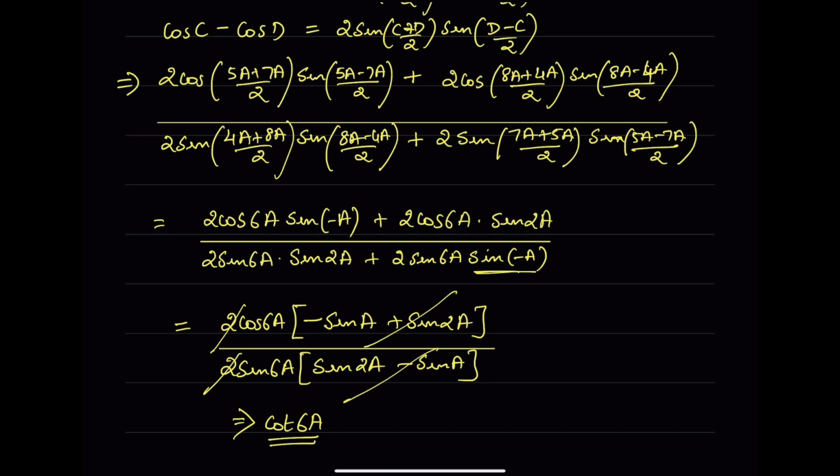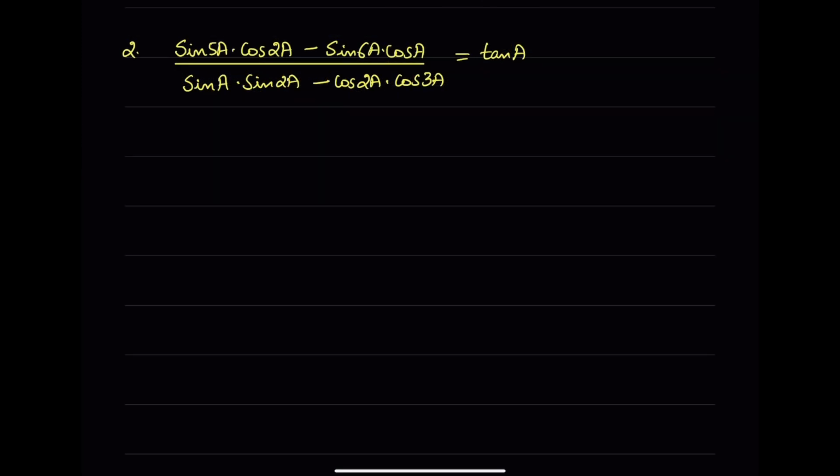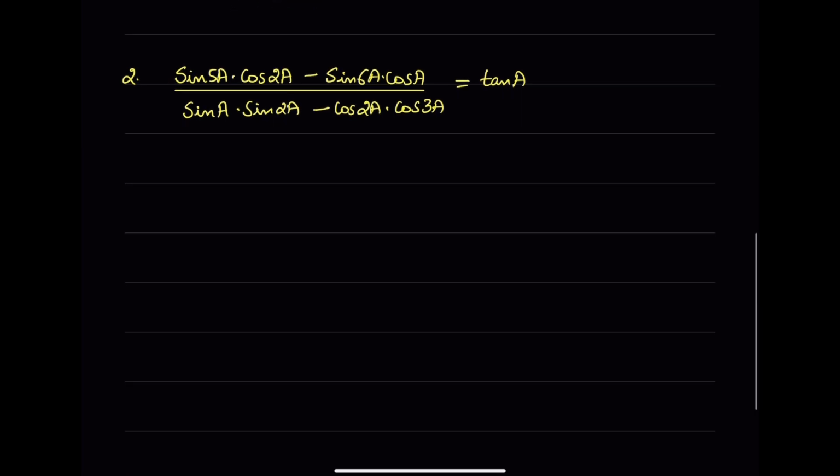Now let's try the second one. In the second question, we have to prove that sin 5a times cos 2a minus sin 6a times cos a, this whole thing divided by sin a times sin 2a minus cos 2a times cos 3a, will be equal to tan a. So the numerator, the first value is of the format sin a cos b, and in the denominator we have sin a sin b. That's the format we see. And in the last term we have cos a cos b. So these are the three formulas we are going to apply.